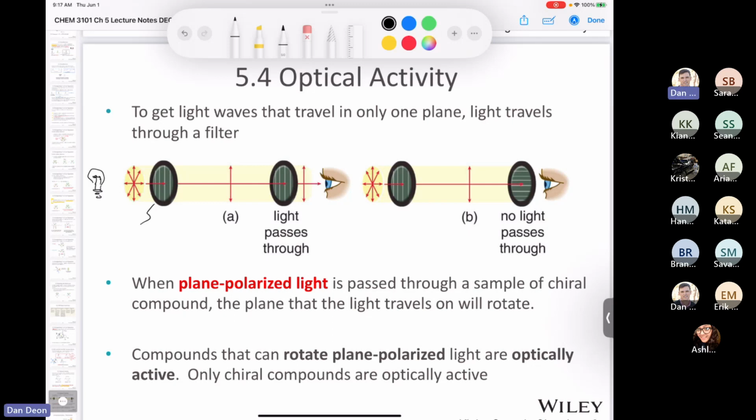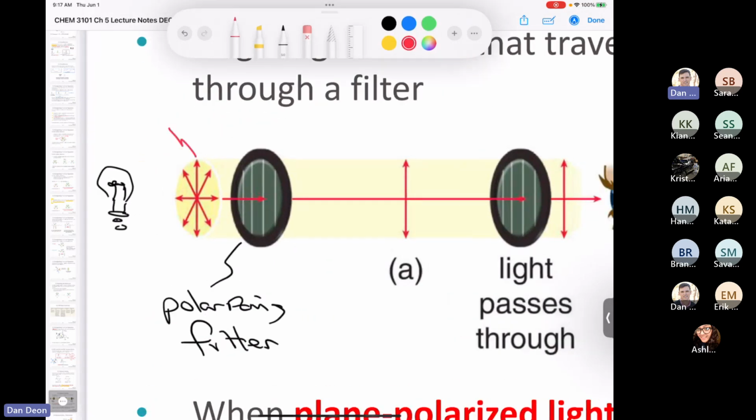And then we pass it through a polarizing filter. This is a polarizing filter, and it works the exact same way that polarized sunglasses work. If the slits are aligned vertically like this, the only light wave that's going to be able to pass through is this one here, which is in line with the slits, because it's going perfectly vertical. So that's what polarized light is.